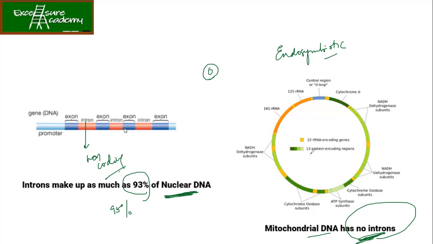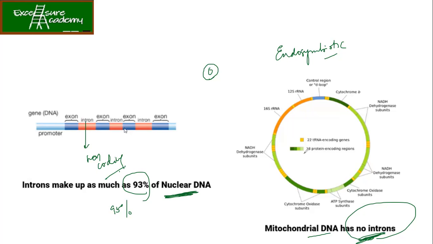So that's how the mitochondria and the chloroplast have come into existence in the case of eukaryotic cells. And we know that prokaryotes don't have any introns. So similarly, the mitochondria as well as the chloroplasts are not having any introns. Okay. Now look at the figure over here.